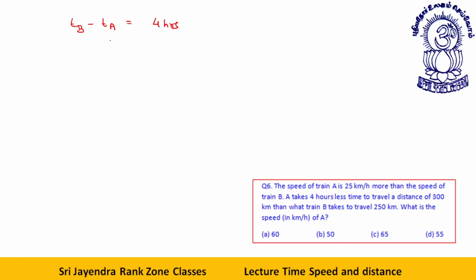So time of A will be lesser. So time of B minus time of A will be 4 hours. Now, A takes 4 hours less to travel a distance of 300 kilometer. What is the distance? This is distance traveled by A upon speed of A. This will be distance traveled by B upon speed of B, minus this is equal to 4 hours. Now what is the distance of B? The speed of train A is 25 kilometer more than the speed of train B.